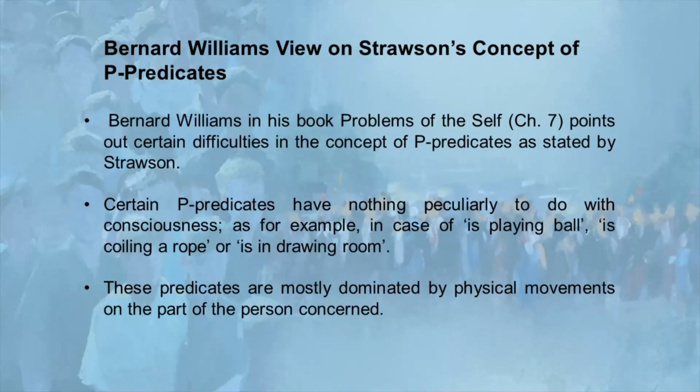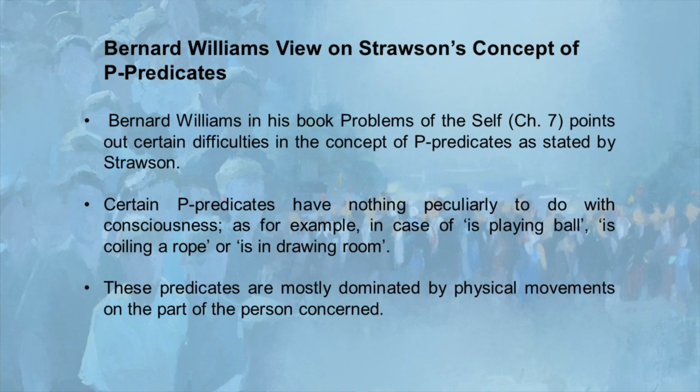Now, let us discuss Bernard Williams' view on Strawson's concept of P predicates. Bernard Williams, in his book Problems of the Self, points out certain difficulties in the concept of P predicate as stated by Strawson. Certain P predicates have no peculiarity to do with consciousness, as for example in the case of is playing football, is coiling a rope, or is in the drawing room. For once, we see that many P predicates are highly corporeal.